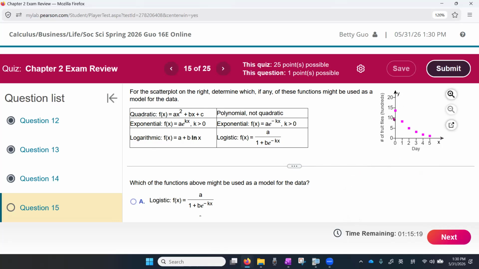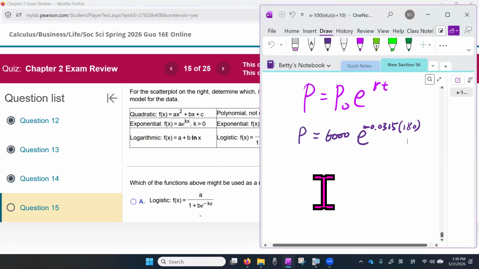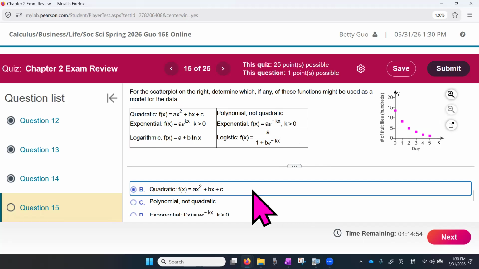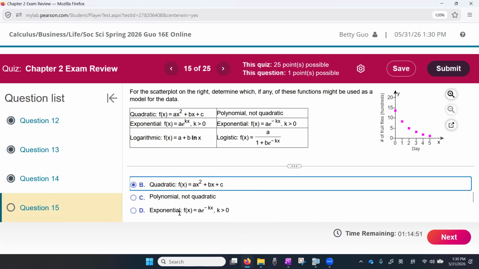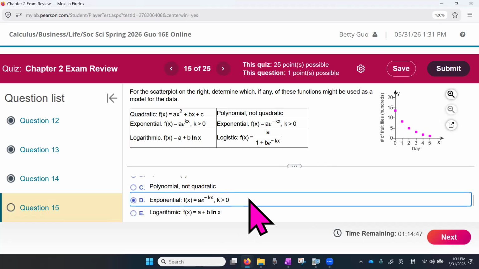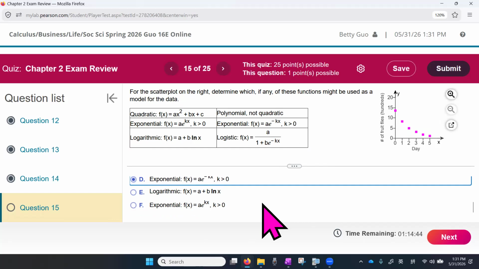I wouldn't say this is linear. This is decay. It looks like an exponential decay. Exponential decay is this one. The formula looks a little different from my formula here, but in essence it's the same thing. They use A instead of P sub 0, and K instead of R, just different letters. So I'm going to choose exponential decay. It's not quadratic, not polynomial, not logarithm.